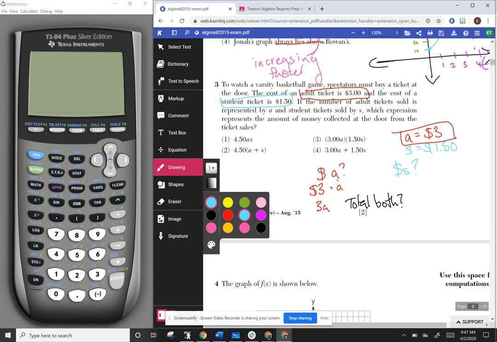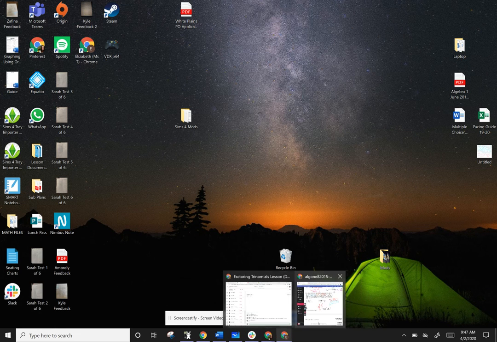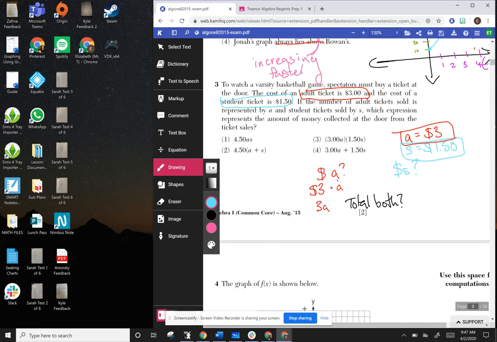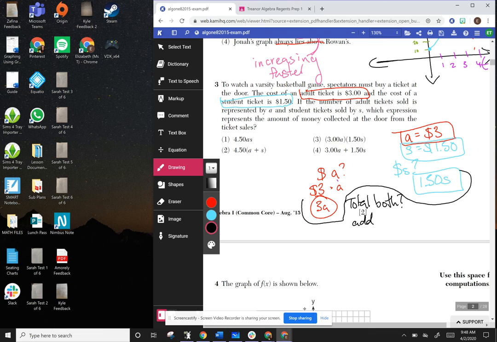And it's going to be similar for the student tickets, but instead, it's not $3 per student ticket, it's $1.50 per student ticket. So instead here, we're going to have to do 1.50 times S. And how would we find the total of both? We need to add them up. So we're just going to take 3A and 1.50S, and we're going to add them. And that is option 4. $3 times A plus $1.50 times S.